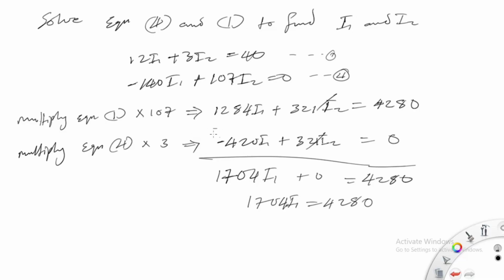So we're now subtracting here, remember? So having done that, what do we have left? We would have I1 is equal to 4280 all over 1704. I1 will be equal to 2.51 amps. That's our answer. So we got I1.